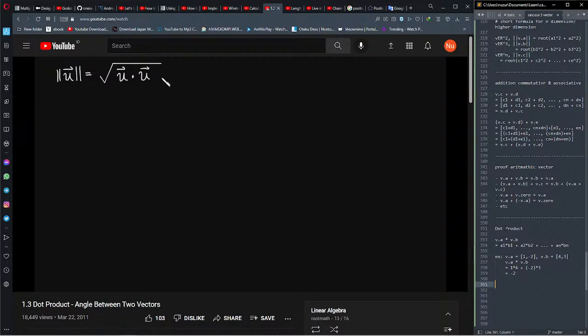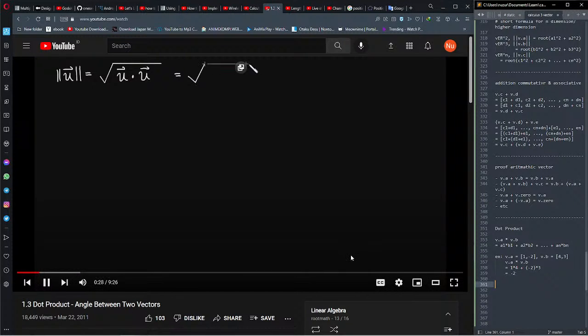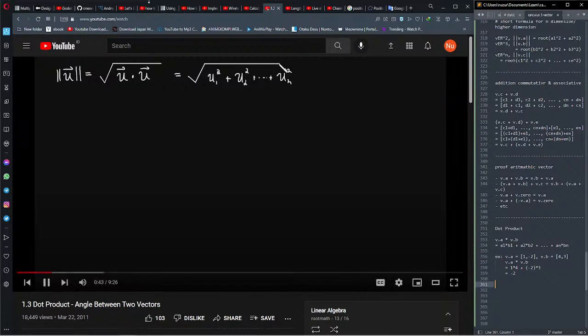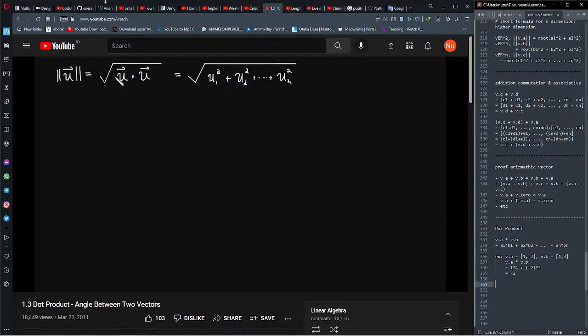And why does that make any sense? Well, if we think about what this is equal to, this dot product here is just u1 times u1, which is u1 squared, plus u2 times u2, which is u2 squared, plus all the way up to un times un, so un squared. That just comes from the definition of a dot product. We take each of the components, we multiply them together, and we add them up.